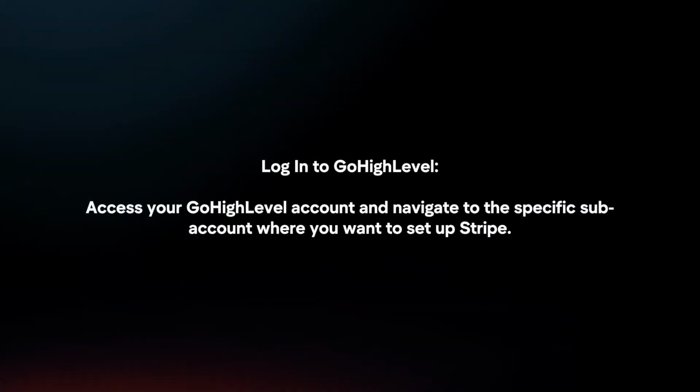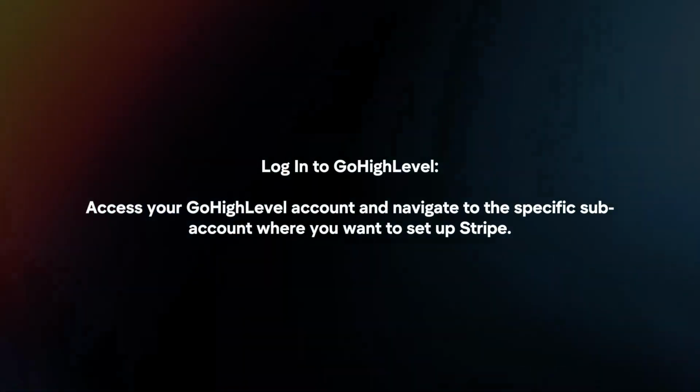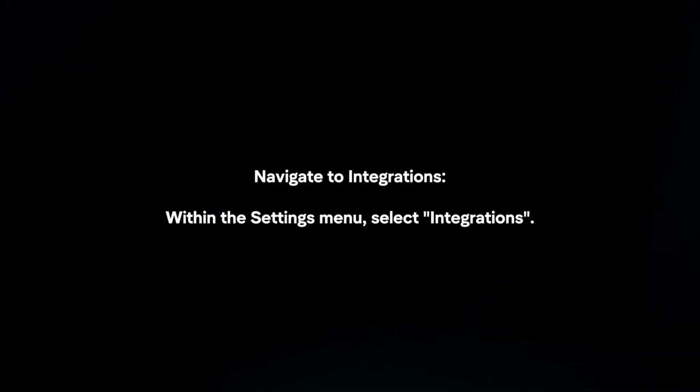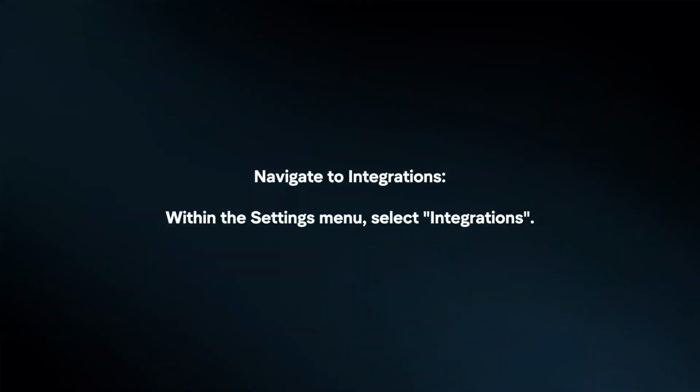Log into GoHighLevel. Access your GoHighLevel account and navigate to the specific sub-account where you want to set up Stripe. Access Settings. In the bottom left corner, click on Settings. Navigate to Integrations. Within the Settings menu, select Integrations.